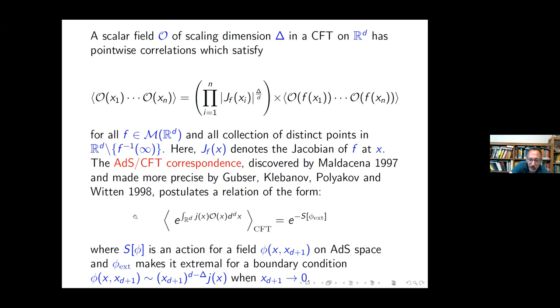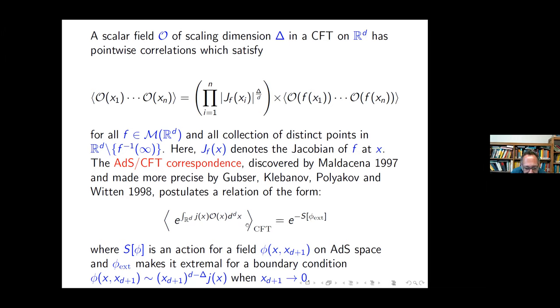and this is characteristic of the CFT you're talking about. So this famous AdS/CFT correspondence was discovered by Maldacena in 1997. It's a very important area in theoretical physics. Essentially what it says is that if you look at this, on the CFT side, this is the generating function of correlation functions. J is a test function, a source term. O is your operator, I mean, your CFT field. So this is basically a functional of J, and it's a generating function for these correlations.